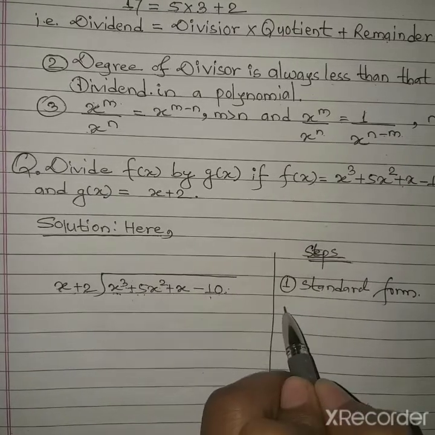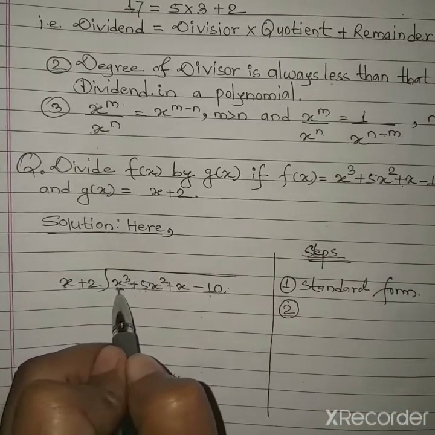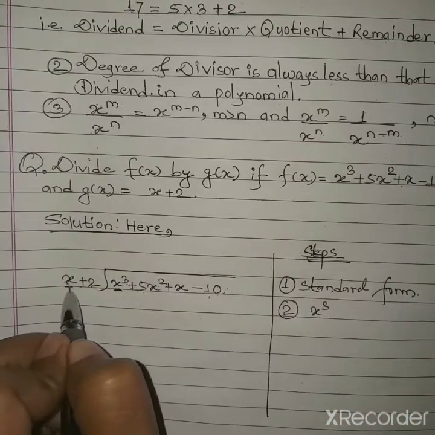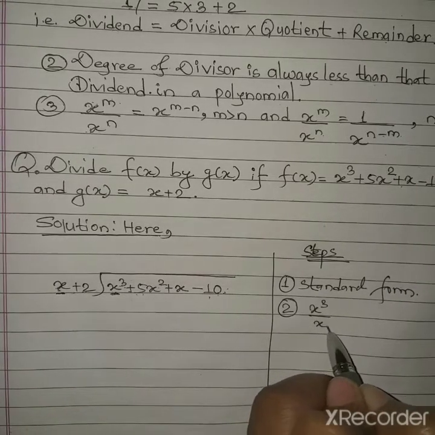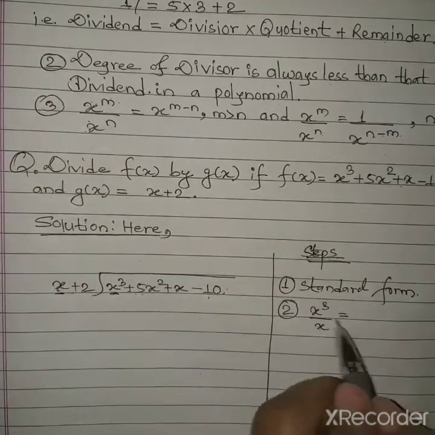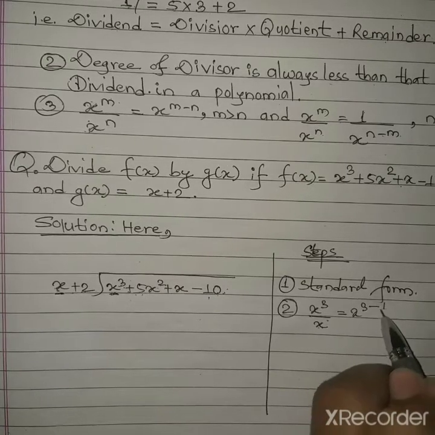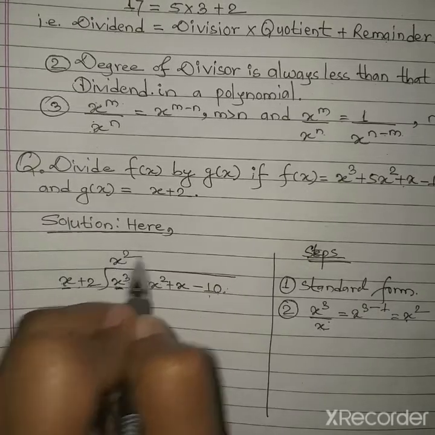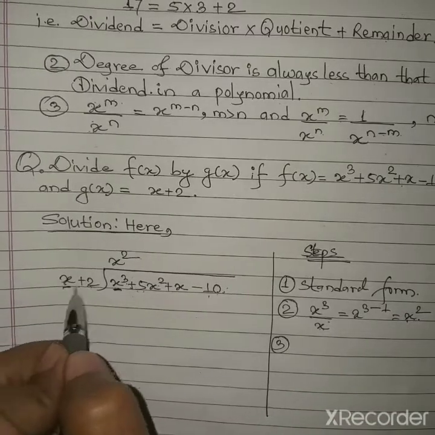In the second step, just note the first term of the dividend. Here the first term of the dividend is x to the power 3 and the first term of the divisor is x. So we divide the first term of the dividend by the first term of the divisor. What do we get? The base is the same, so use this concept: x to the power 3 minus 1, since the degree of x is 1, gives x square. Write this x square here.